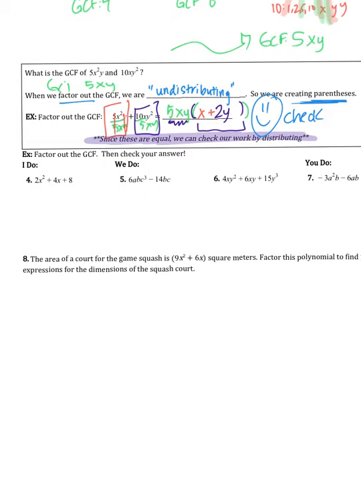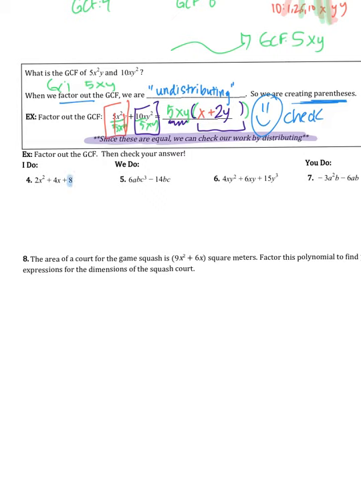So if you're feeling like this sounds familiar or feels like something you may have done before, you probably have, but just in case, let's do some more practice problems to really make sure that we understand how to factor out the greatest common factor. So I'm going to walk you through number 4, and then hopefully we can work on 5, 6, and 7 together.